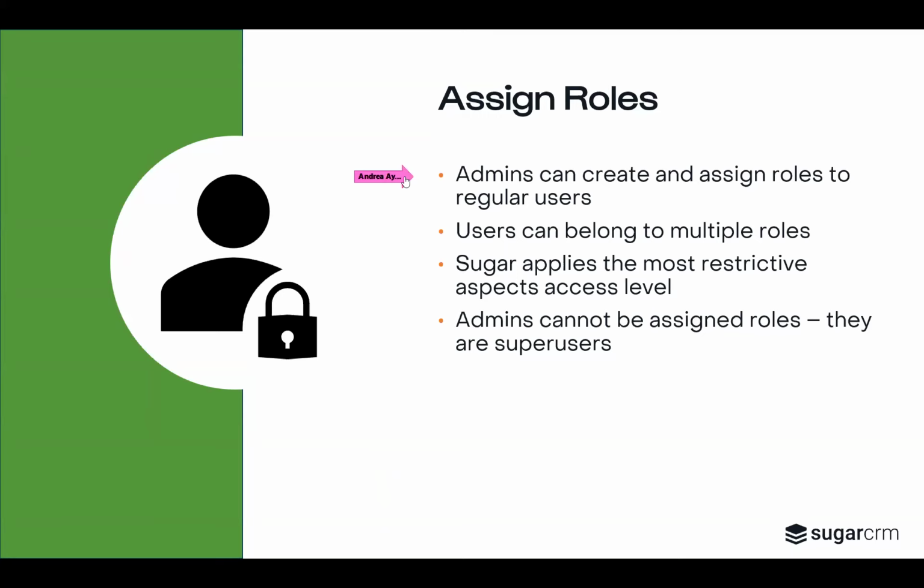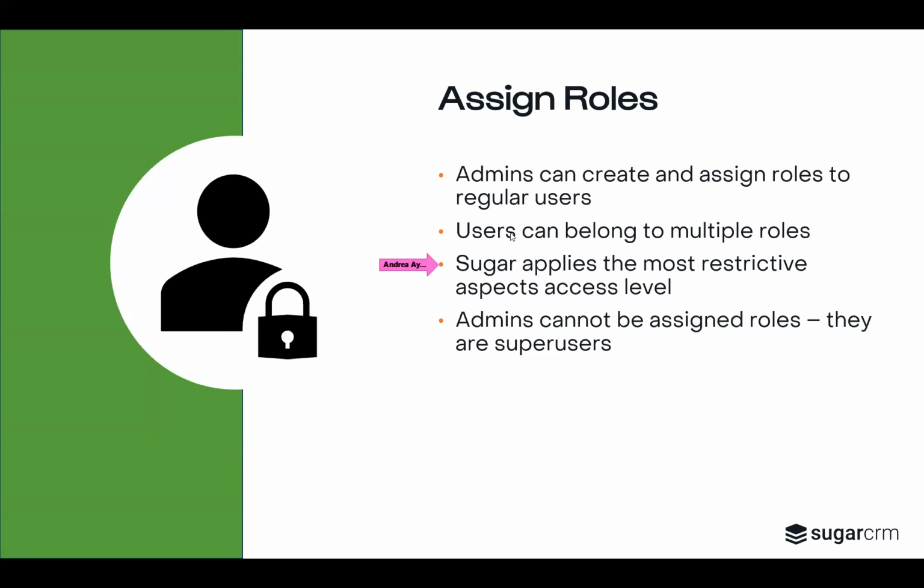Okay, so let's talk about other situations. Admins can create and assign roles to regular users. And I'm going to skip down to this one real quick. Admins cannot be assigned to a role. They're super users, so they don't need to be restricted from doing anything. Otherwise, why would you restrict someone that needs to be able to do something that no one else is going to be able to do? So they can't do it anyway. Users can belong to multiple roles. Sugar applies the most restrictive aspect of each role. I'll explain how I think about that when we actually look at a role.